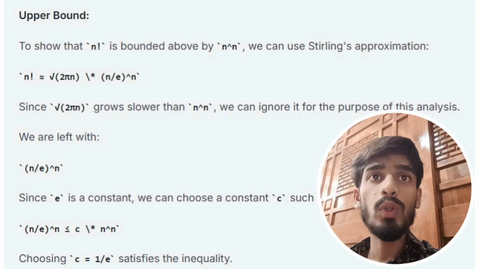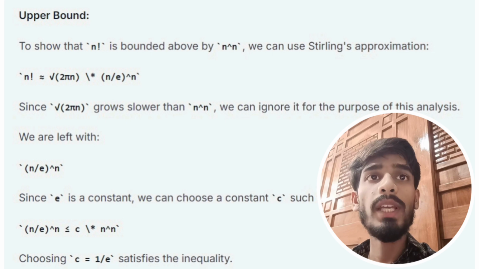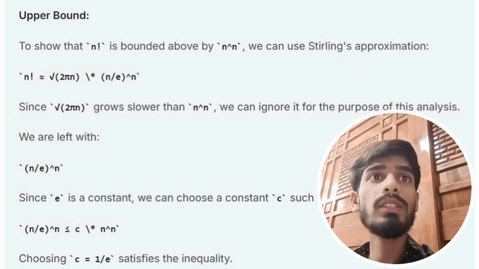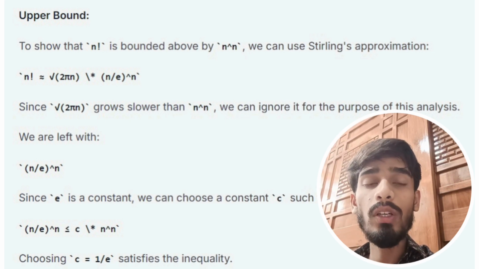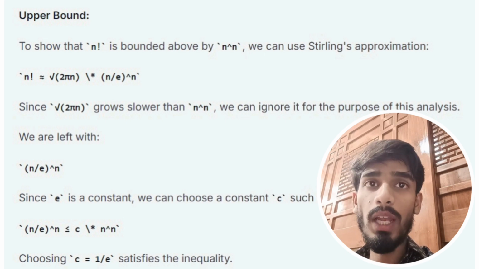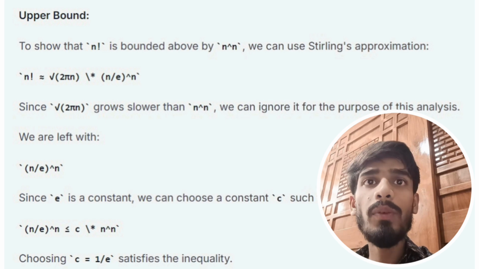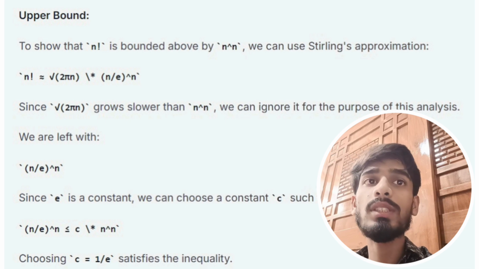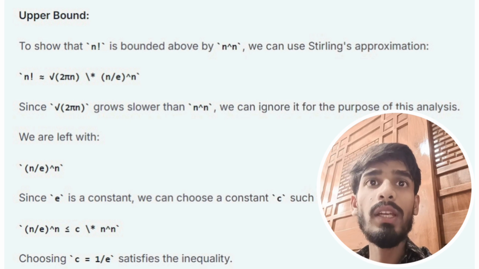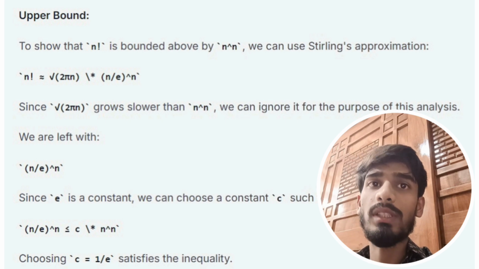Upper bound. To show that n factorial is bounded above by n square, we can use Stirling's approximation. n factorial is approximately root of 2 pi n into n by e power n. Since root 2 pi n grows slower than n square, we can ignore it for the purpose of this analysis. We are left with n by e power n. Since e is a constant, we can choose a constant c such that n by e power n is less than or equal to c into n square. Choosing c is equal to 1 by e satisfies the inequality.